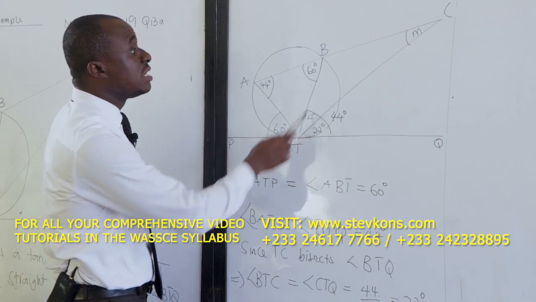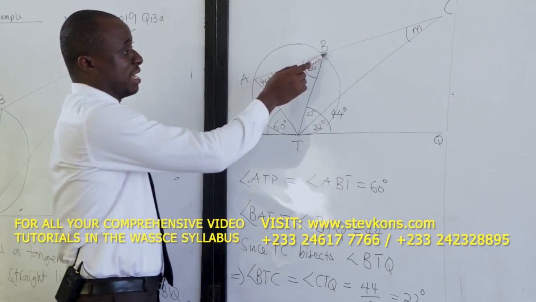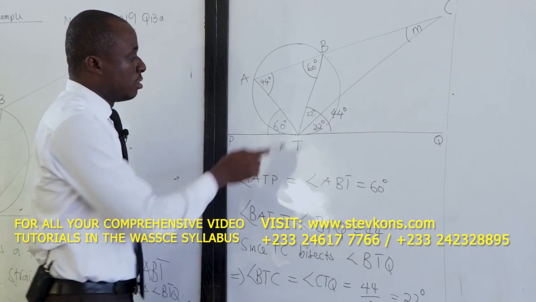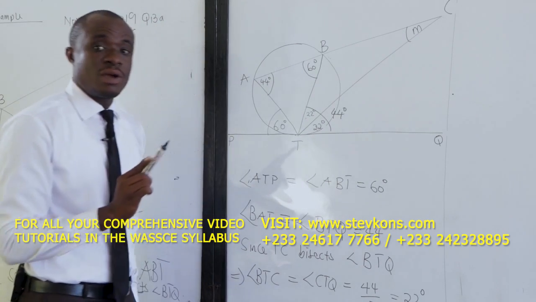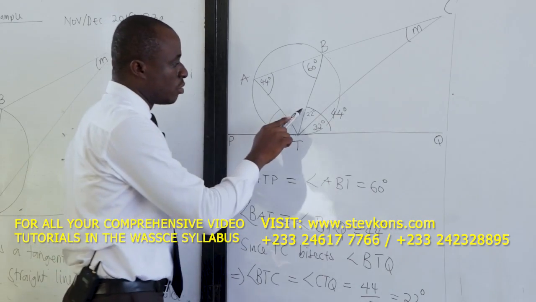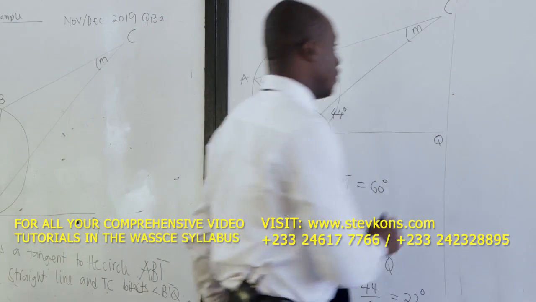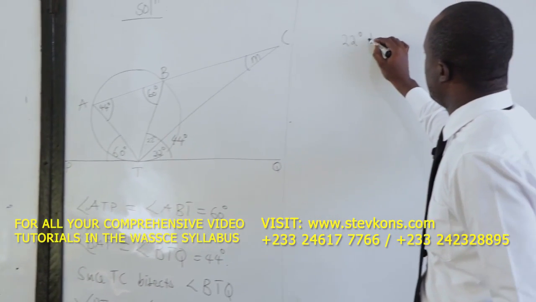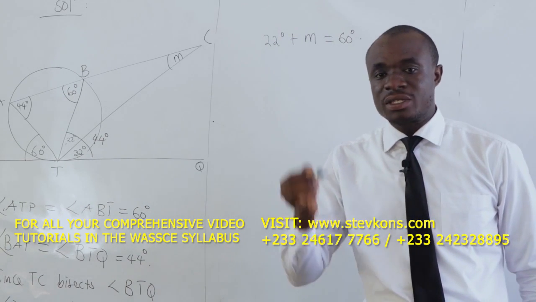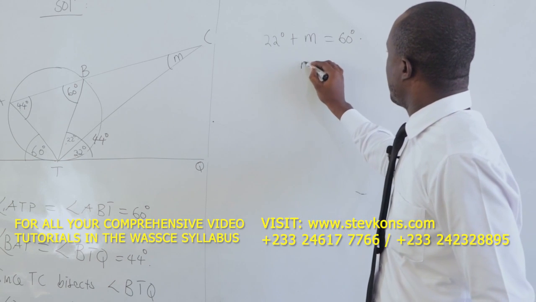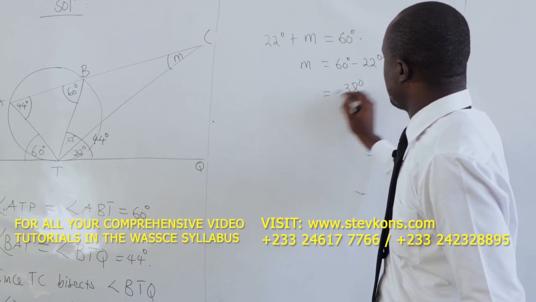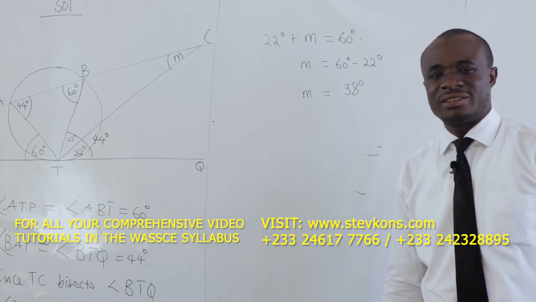Now we have triangle TCB. If we like, we can find the angle over here. The sum of the opposite interior angles is equal to the exterior angle. That property is so important. So this plus this equals the angle over here. So we can say that 22 degrees plus M equals 60 degrees. Why? The sum of the opposite interior angles is equal to the exterior angle. So our M will be equal to 60 minus 22 degrees, and this is equal to 38 degrees. That's very trivial.